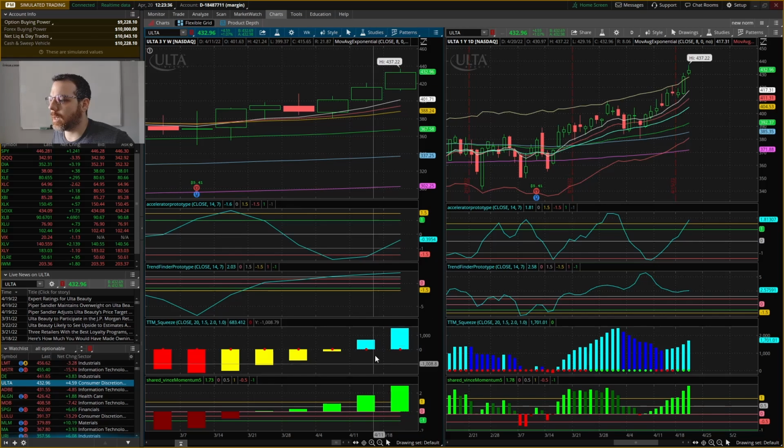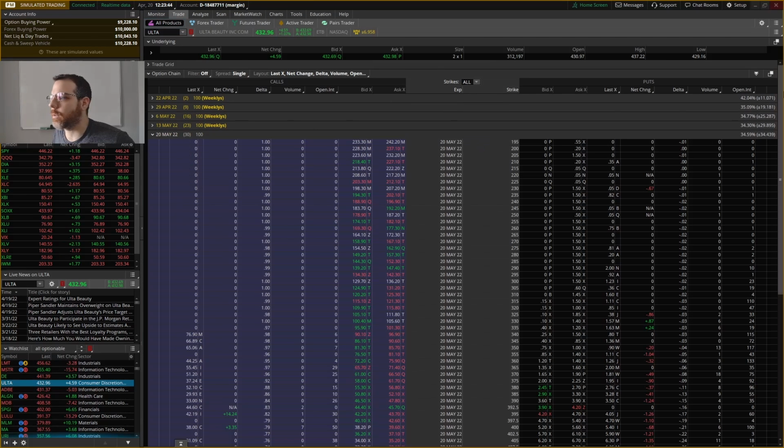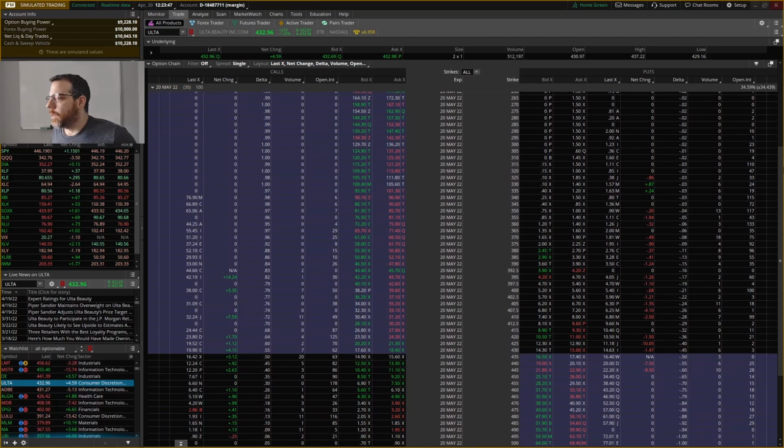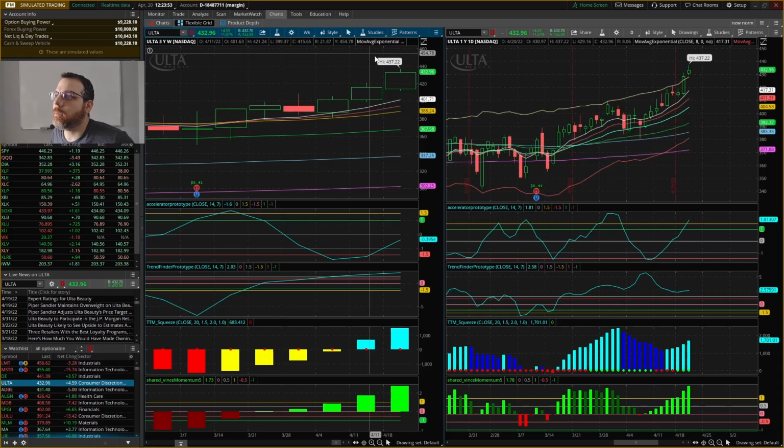We got this crossing up, we got this above the 0, and we got 2 up here, and this is above 0. So this is a solid go signal. So let's look at, okay, so 400 is the closest support line.